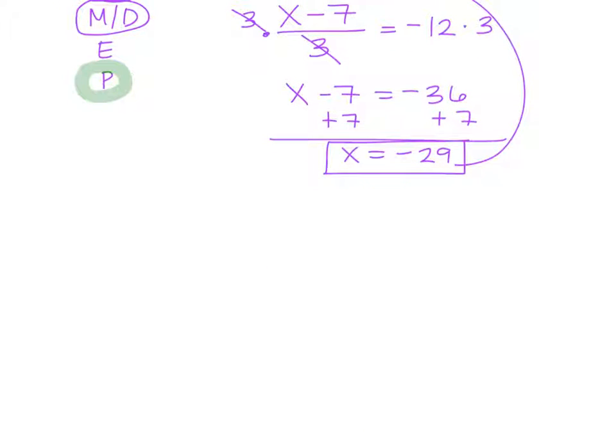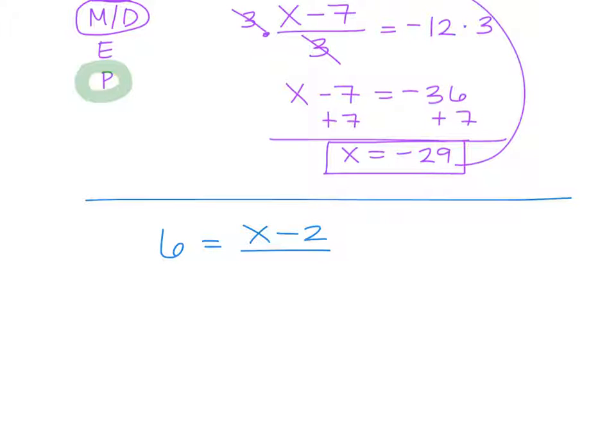Okay, so let's do another one. Let's say your equation is this. 6 equals x minus 2 divided by 4. Okay, if that's my setup, what should my first step be? To multiply by 4, right? We want to get that 4 out of there. So we're going to multiply by 4 on both sides. What's 6 times 4? 24.